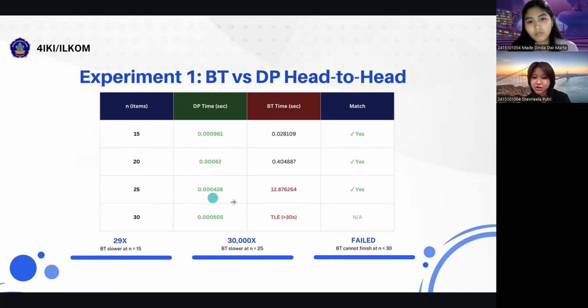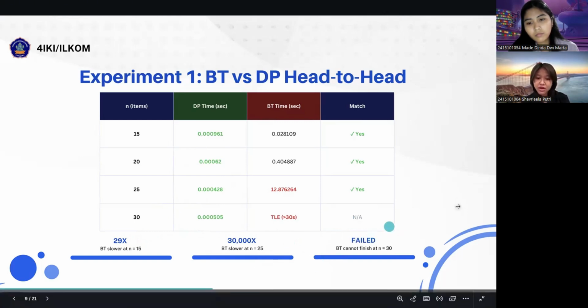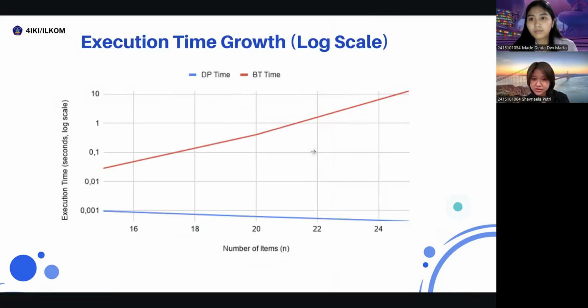That is 300 times slower than dynamic programming. At n equals 30, backtracking hits our 30 seconds time limit and fails to complete. Meanwhile, dynamic programming finishes in under 1 millisecond. Importantly, for all cases where backtracking did finish, both algorithms produce the exact same result, confirming the correctness.